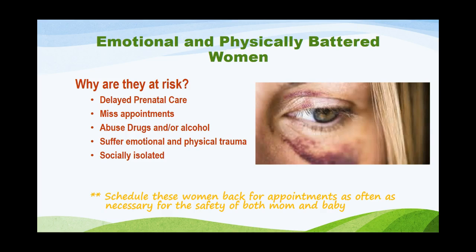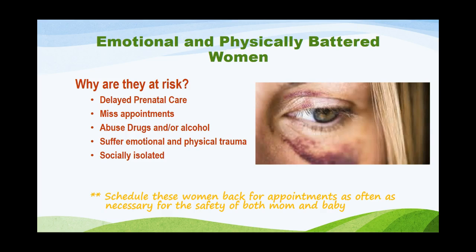Women who are emotionally and physically battered also are at high risk during pregnancy. They tend to delay prenatal care because they don't want anybody to know what their situation is, or their significant other will not allow them to get prenatal care. These people miss appointments. They might abuse drugs and alcohol. They suffer emotional and physical trauma, usually that can be overt enough you can find on assessments. And they are very socially isolated people. They require you to be very on top of your assessment skills to pick up on these things sometimes.